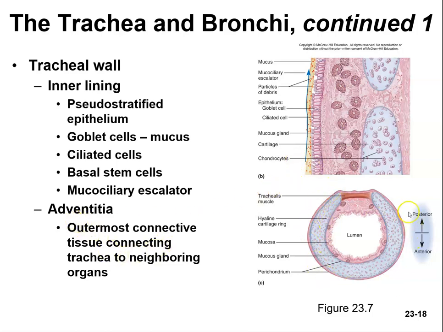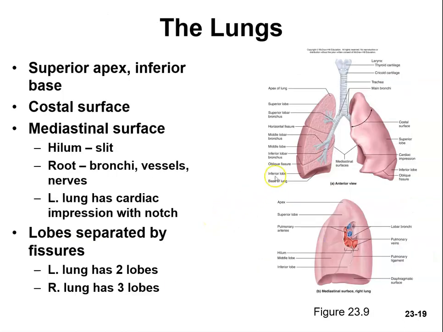Adventitia is the outer layer of connective tissue connecting the trachea to the neighboring organs here. Lungs, again, you have 3 lobes on the right, 2 lobes on the left. Superior apex, inferior base, costal surface, mediastinal surface. Okay. The hilum is the slit right here. Okay, the hilum. The root: bronchi, vessels, and nerves.